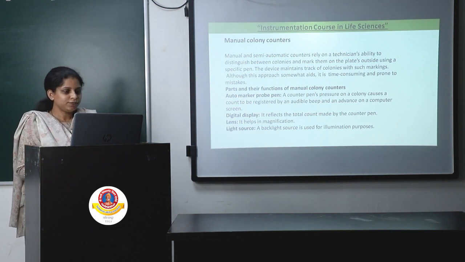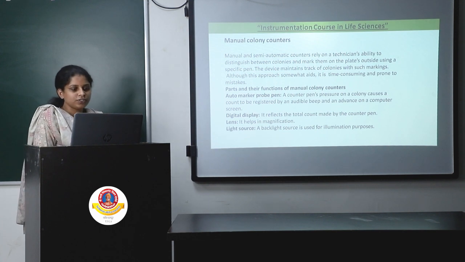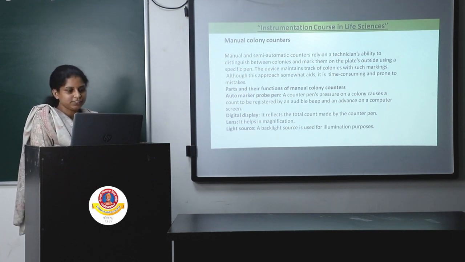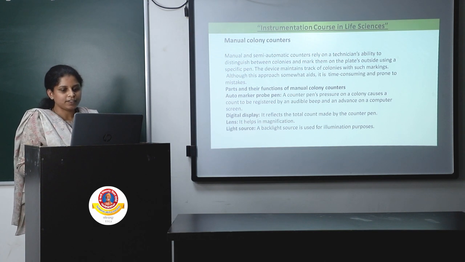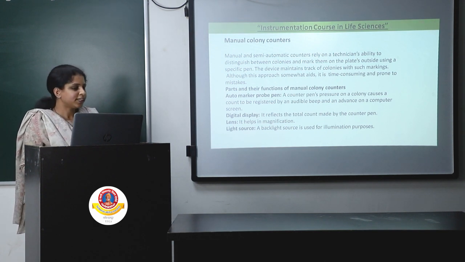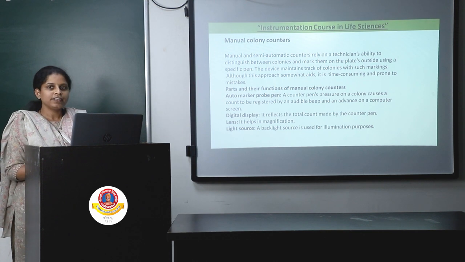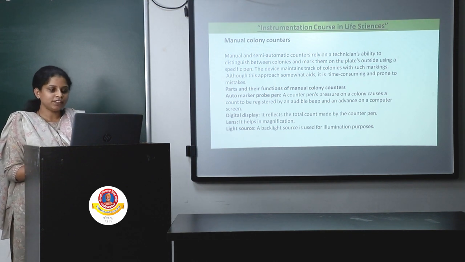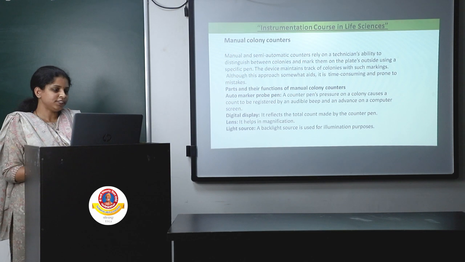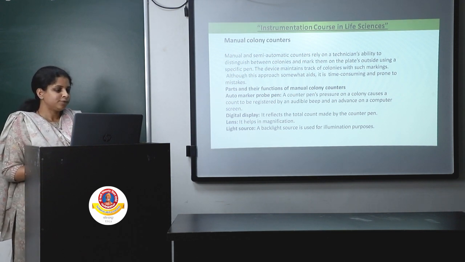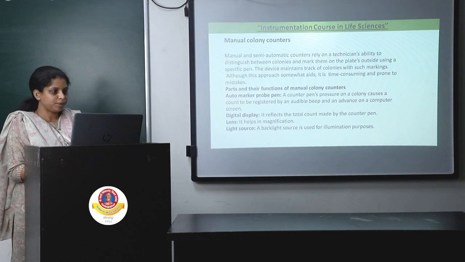Following are the parts and functions of the manual colony counter. First is the auto marker probe pen: the counter pen's pressure on a colony causes a count to be registered by an audible beep and advance on a computer screen. Second part is the digital display, which reflects the total count made by the counter pen. Third is the lens, which helps in magnification of the colony. And fourth is a light source, which provides light for illumination.